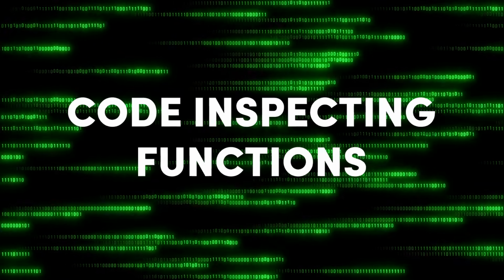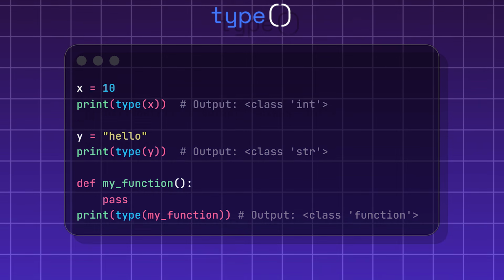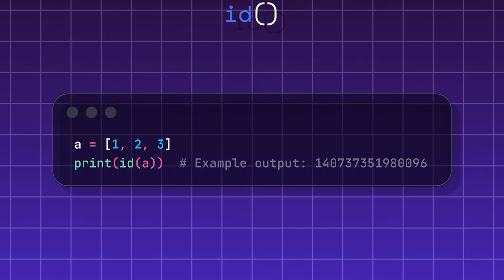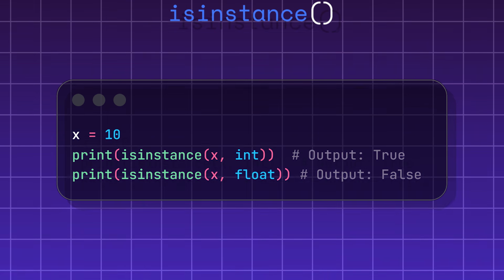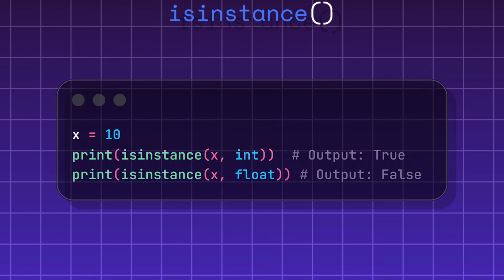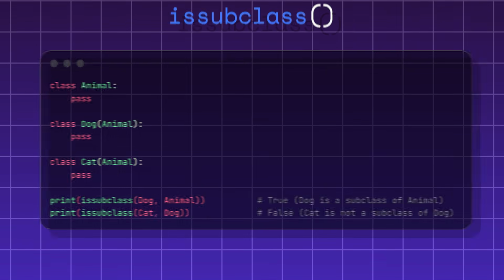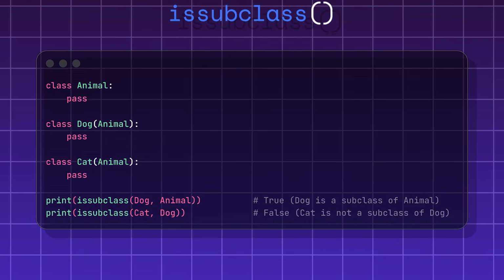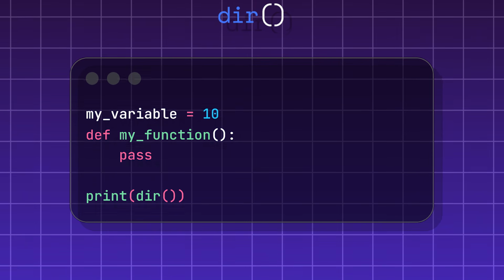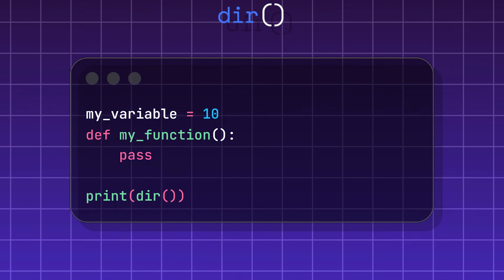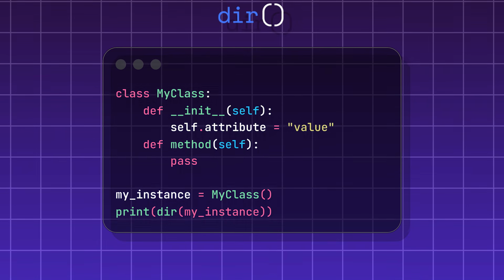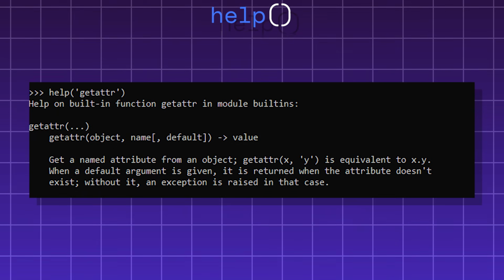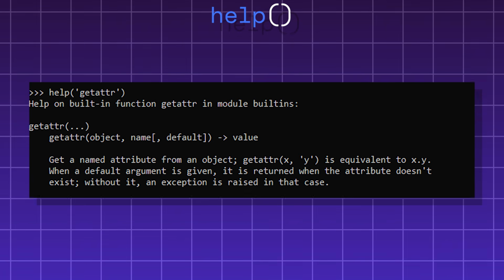Code inspecting functions. Type tells you what data type an object is. ID gives you an object's unique ID number. Isinstance checks if an object is an instance of a class and returns true or false. Issubclass checks if a class is a subclass of another and returns true or false. Dir returns a list of names of variables, functions, and classes within a scope, or a list of methods and attributes of an object. Help provides access to the Python help system directly in the interpreter.